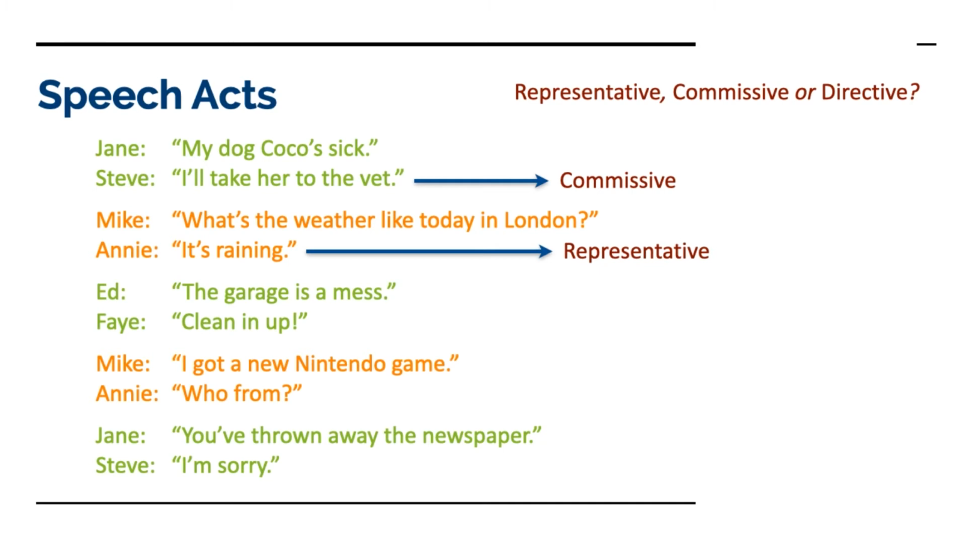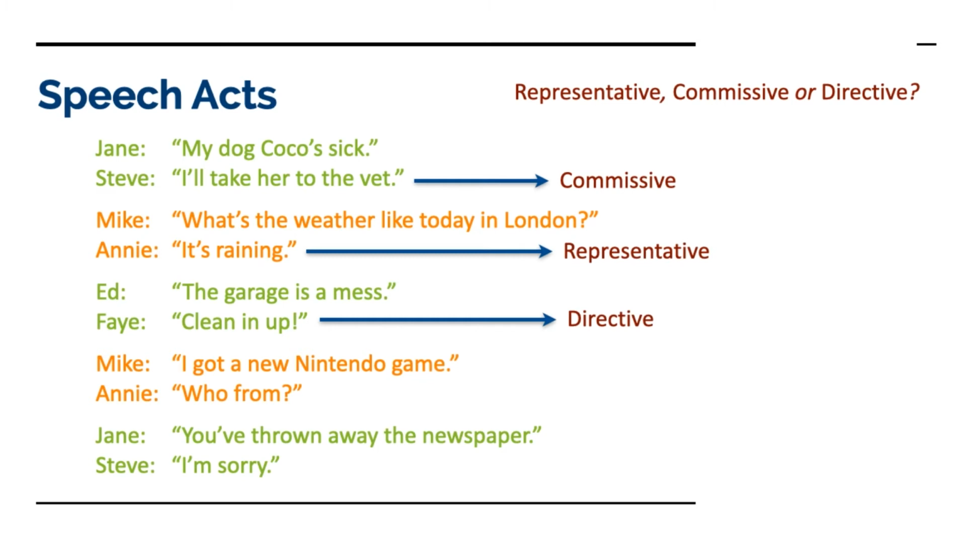"The garage is a mess. Clean it up." Faye is performing a directive. She's making an utterance that expresses a future situation in the world. The garage is not clean now, but she's describing what should happen, but not something she's committing herself to do, but rather something she's directing Ed to do. So that's a directive.